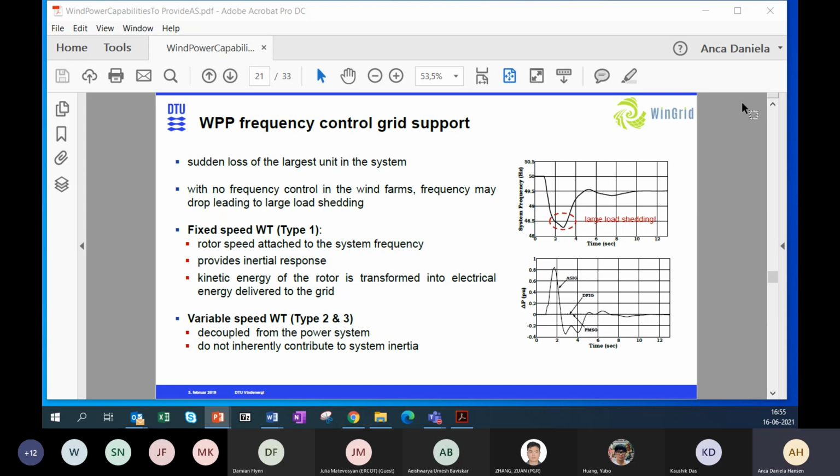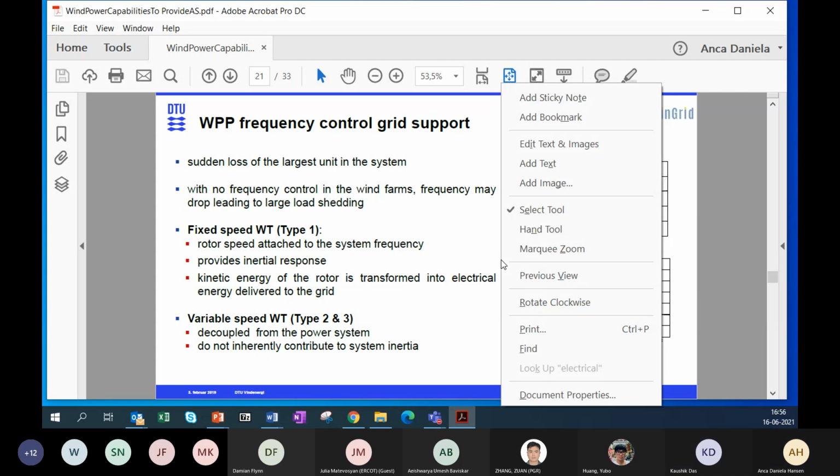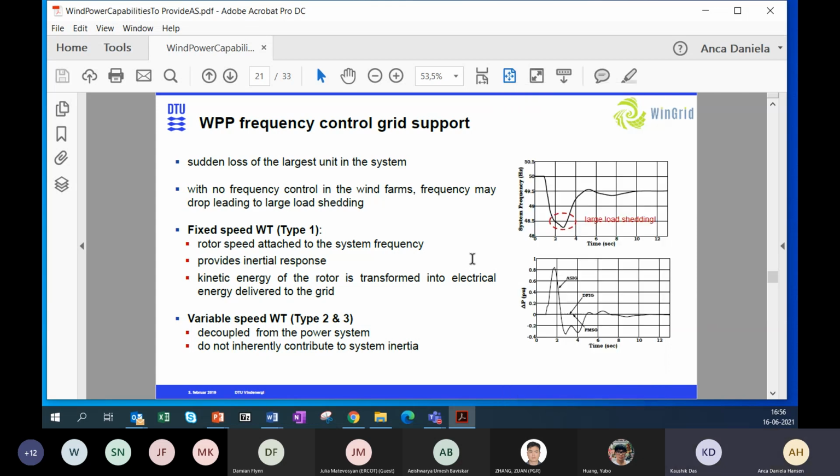Then I'm going quickly through this. I'll not go into details. It's just to show you. I don't know if you see my screen. I don't know what it is.